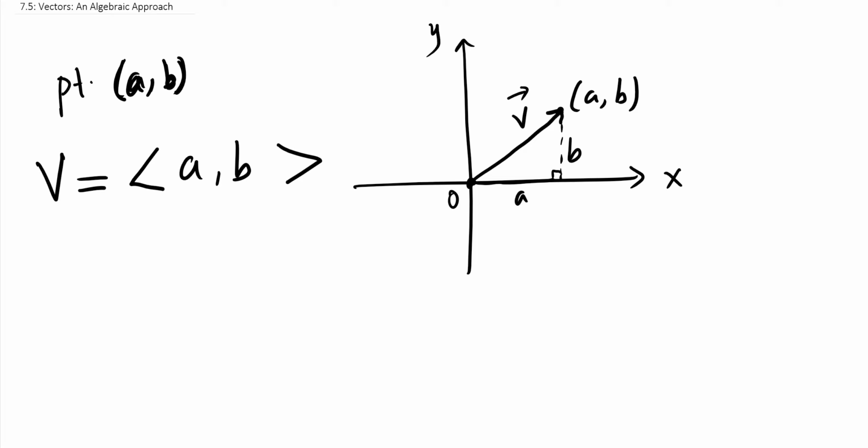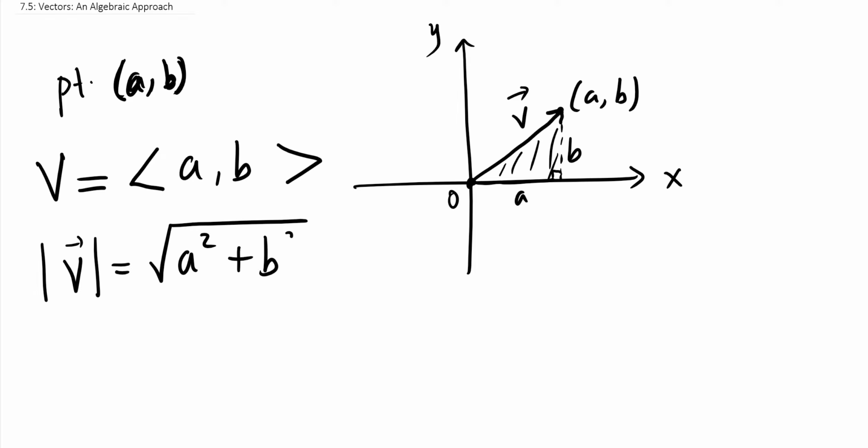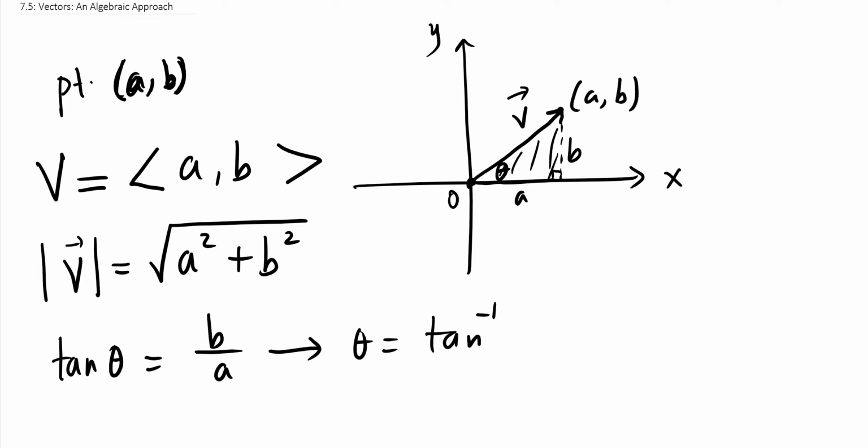If I look in this triangle here, I can find the magnitude of the vector by using the Pythagorean theorem, which is the square root of a squared plus b squared. That's the magnitude of the vector. And as we did before, if you want to find tangent theta, theta is this angle here, opposite over adjacent. So from here we can find theta by using tan inverse of b over a.